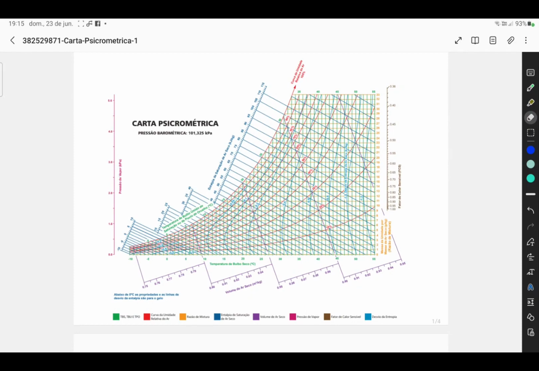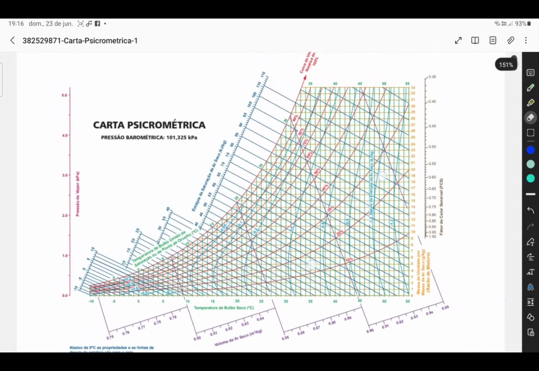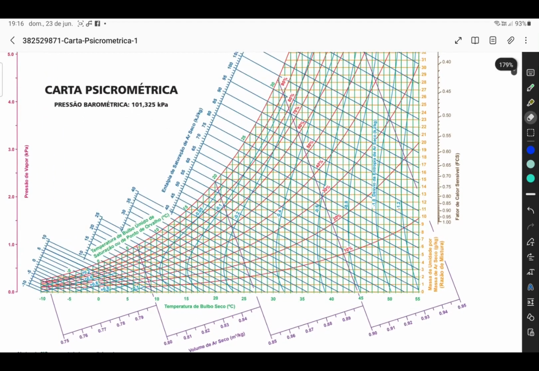So let's look at our psychrometric chart. The psychrometric chart is a fundamental graphic tool when we are talking about air conditioning. It is the psychrometric chart that will show us the amount of energy necessary for our conditioning, the amount of energy necessary for us to transform the air into the desired conditions. So the psychrometric chart informs several properties of humid air.